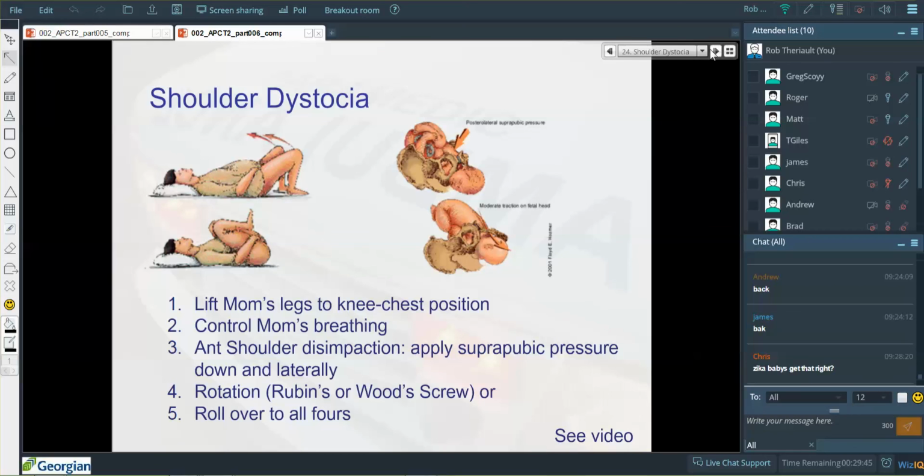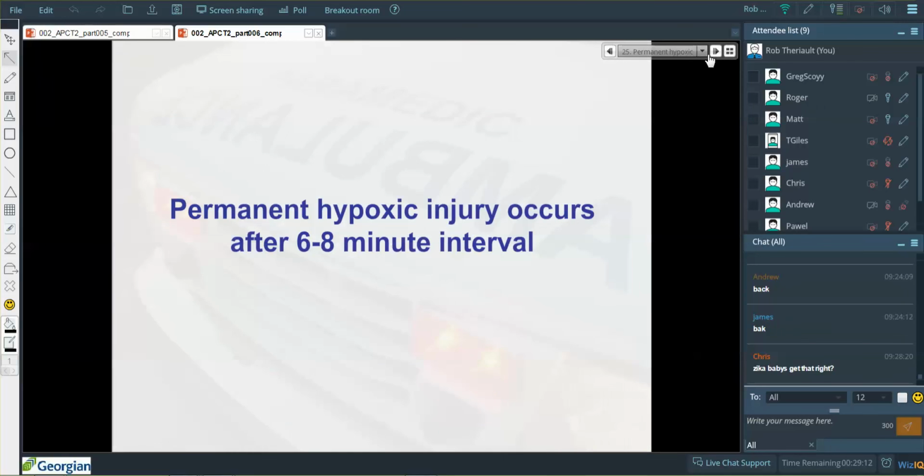In a shoulder dystocia, first thing we do is lift mom's legs knee to chest and control mom's breathing. Then we do anterior shoulder disimpaction maneuvers by applying suprapubic pressure down and laterally. Alternatively, we can try a rotation, which is a Rubin or corkscrew maneuver, turning the baby over to the other side, or roll the patient over onto all fours. But all this has to be done within about 5 minutes, otherwise there is risk of permanent hypoxic injury.